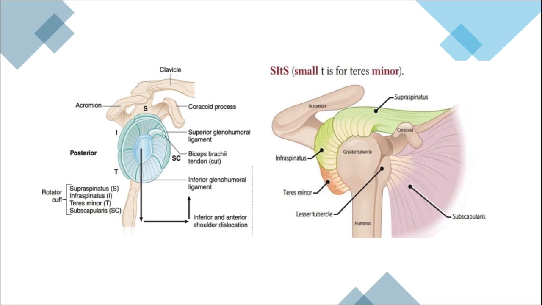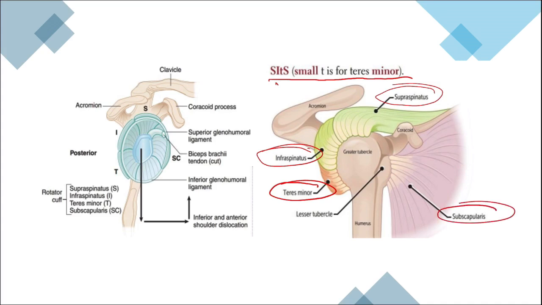We have here one mnemonic. In this mnemonic, that is SITS. That means S is Supraspinatus, I is Infraspinatus, T is the small one, Teres minor, and S is Subscapularis. Okay, so first we are discussing Supraspinatus.